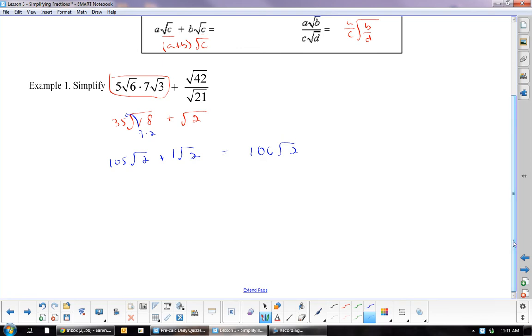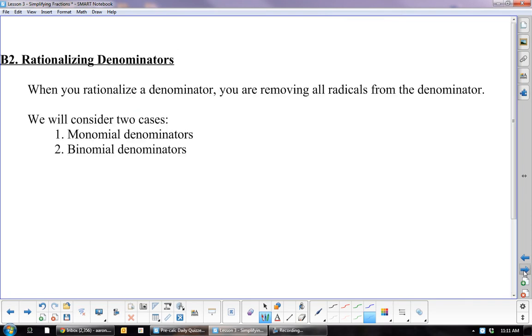Okay, let's skip this example. Rationalizing denominators. When you rationalize the denominator, you're removing all radicals from the denominator. There's two cases. When it's a monomial denominator, very easy, and binomial, we want to multiply by the conjugate, which is the opposite sign in the middle.